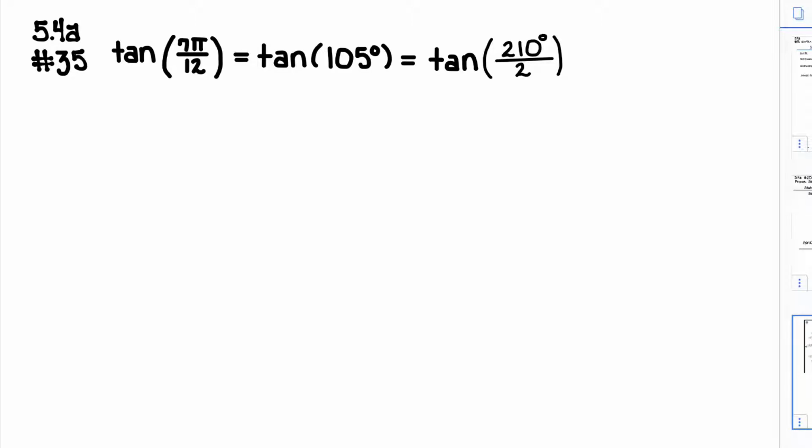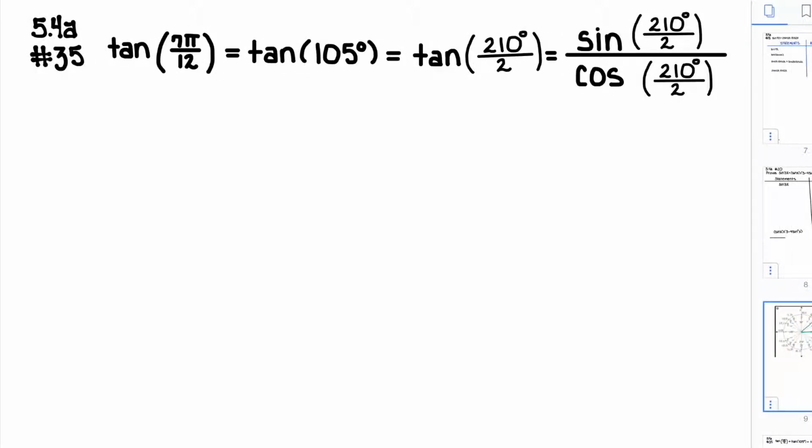You are not asked to learn the half-angle formulas for tangent, but you do know the half-angle formulas for sine and cosine. So we're going to rewrite the tangent of 210 degrees over 2 as the sine of that angle over the cosine of that angle. We are using the quotient identity. Now we will need to find the answer to the numerator and the denominator. We will need the half-angle formulas for both sine and cosine.